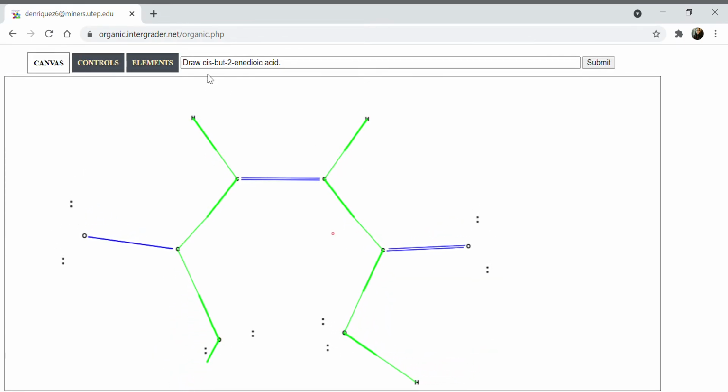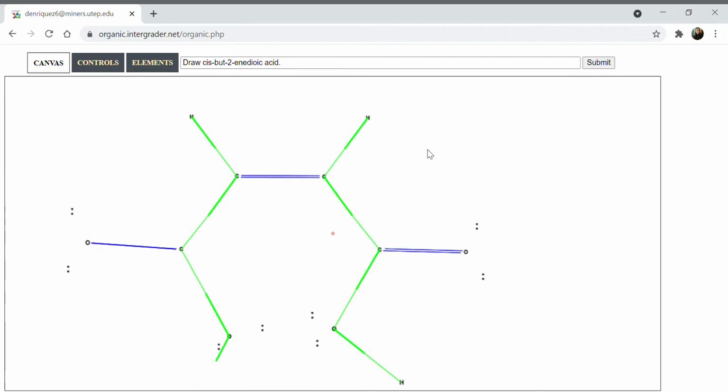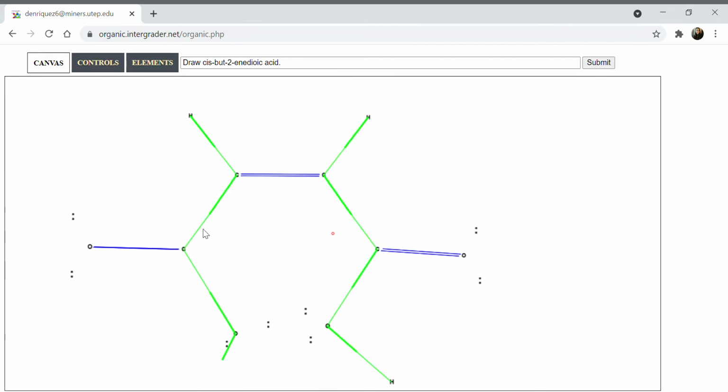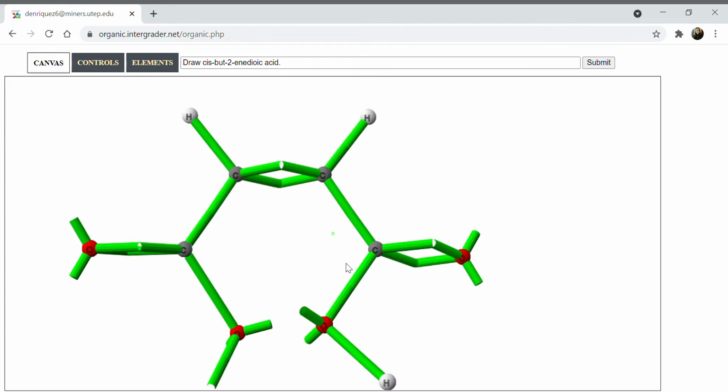Cis is the same as same. So it looks like I'm waiting for this to stop, but yes, the highest priority is both on the bottom and my lowest on top. So same side, cis or Z.